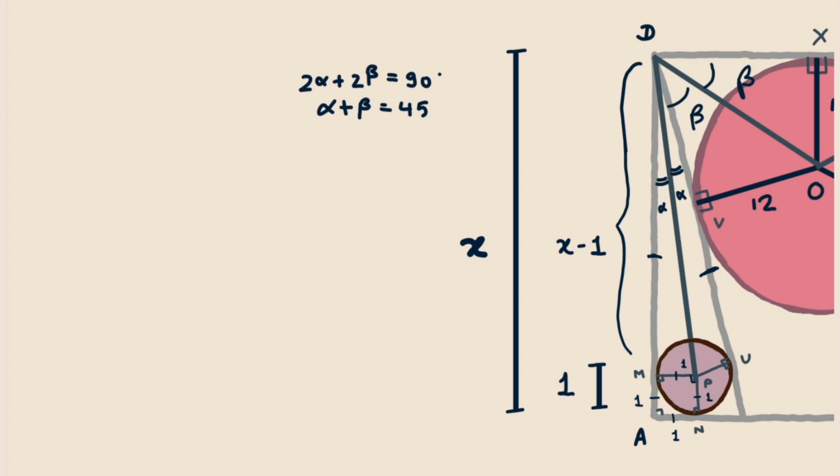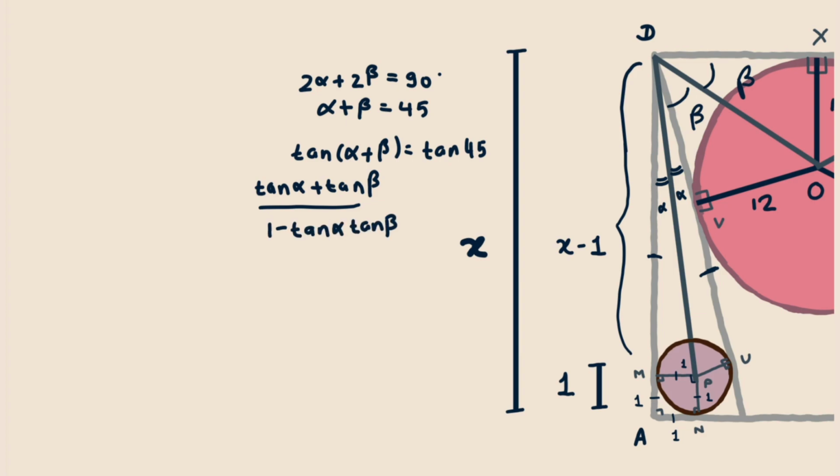Now if we divide both the sides by 2, we will get alpha plus beta equals 45 degree. Now we can take tangent on both of these sides, therefore tangent of alpha plus beta equals tangent of 45. Now tangent of alpha plus beta can be opened up using the trigonometric identity, and it would be equal to tan alpha plus tan beta divided by 1 minus tan alpha tan beta, and this thing is equal to tan 45, and it has a very nice value that is equal to 1.